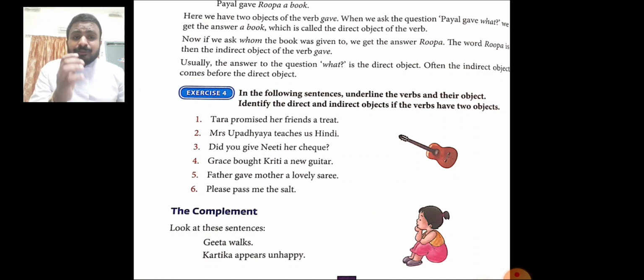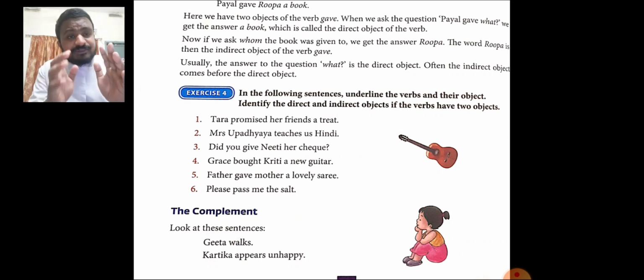Walks, as you know, plus appears are the intransitive verbs. But in the first sentence, after the verb, nothing comes. Geeta walks. The sentence itself is complete. But look at the second sentence. Kartika appears unhappy. If we say Kartika appears, that sentence will be incomplete. So, unhappy is being added there.